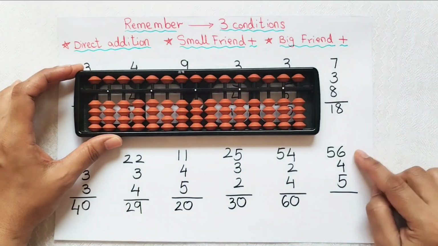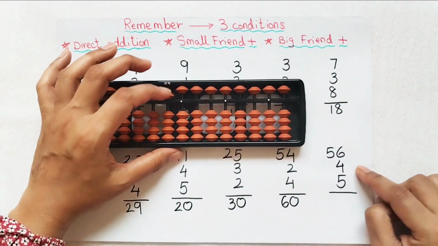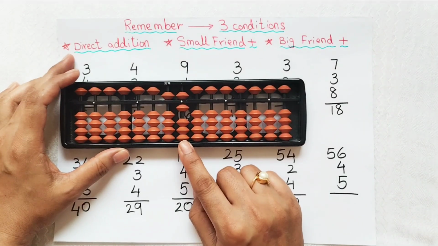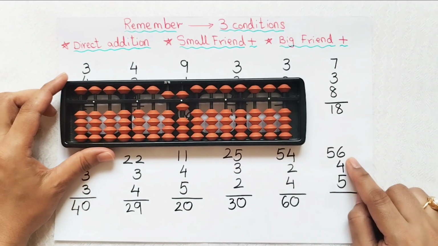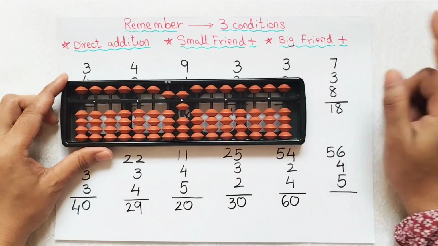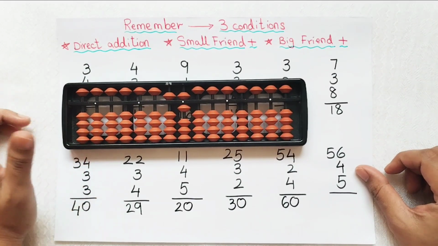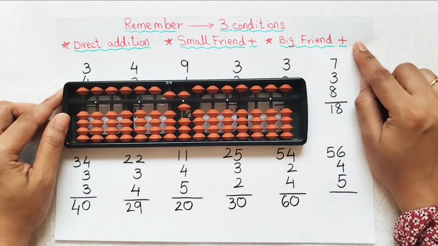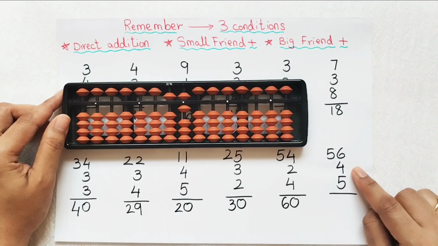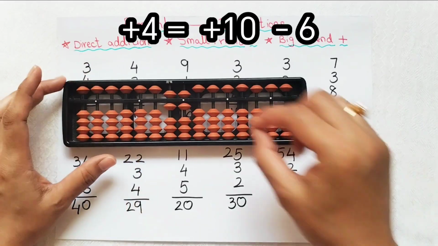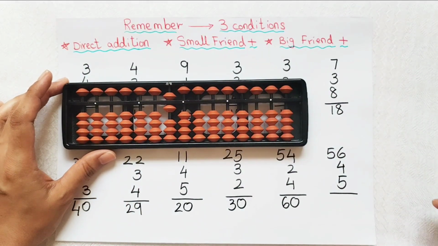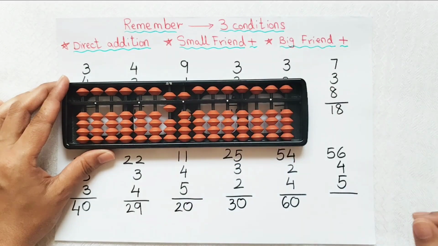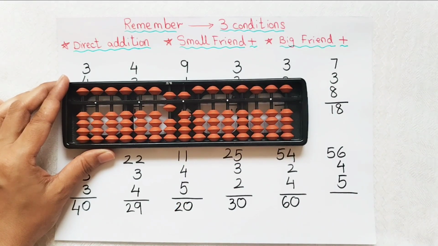The last one. 56 plus 4 plus 5. 56 plus 4. Now plus 4 direct addition I cannot do. Small friend also I cannot do. So I have to use the big friend. We all know 4 has 2 formulas, small friend and big friend. But over here, we have to use the big friend formula. So big friend formula for plus 4 is plus 10 less 6. Okay. And last is plus 5. I can add directly. My answer is 65.